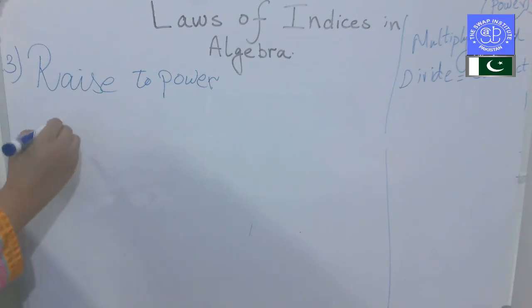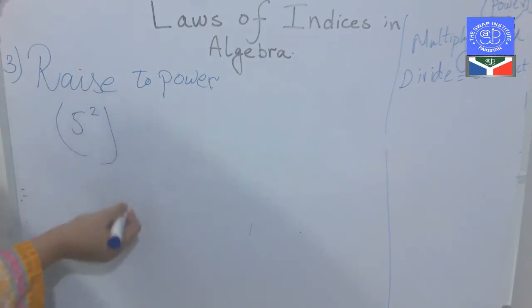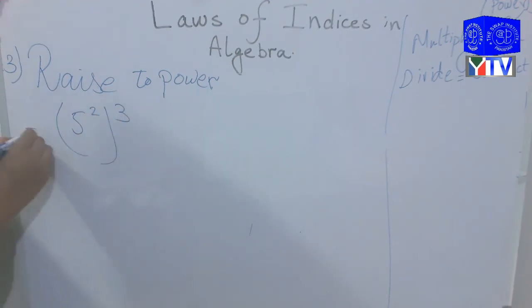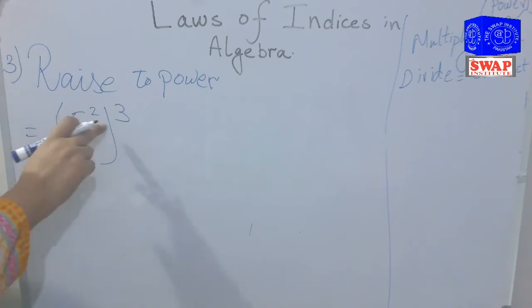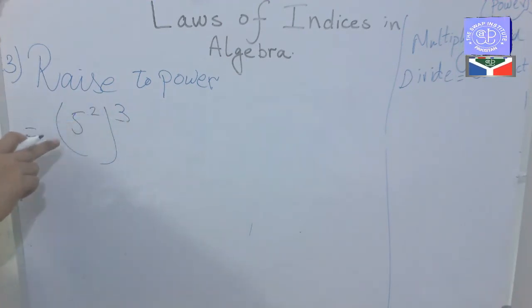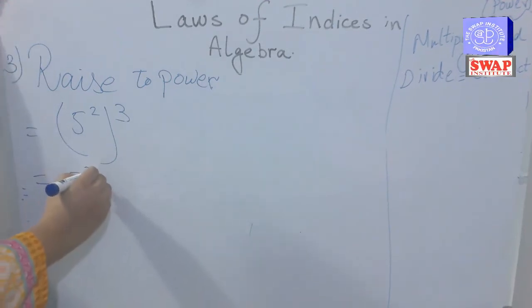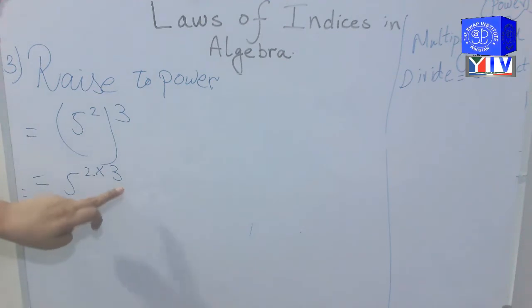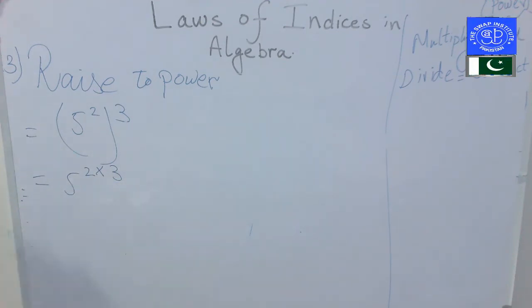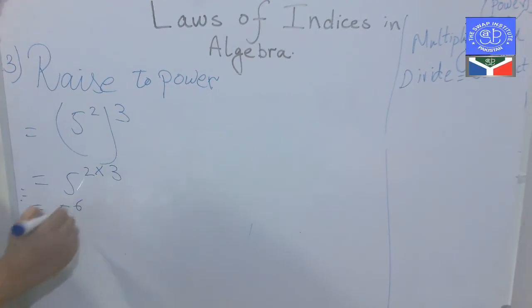In chapter number 1, you have done a lot of things like 5 square and a whole cube. So in raised to power, what is the rule? We have to multiply the powers. Like in this, we have 5 raised to power 2, the whole raised to 3. In raised to power, we have to multiply the powers. So 2 times 3 is 6. 5 raised to power 6.